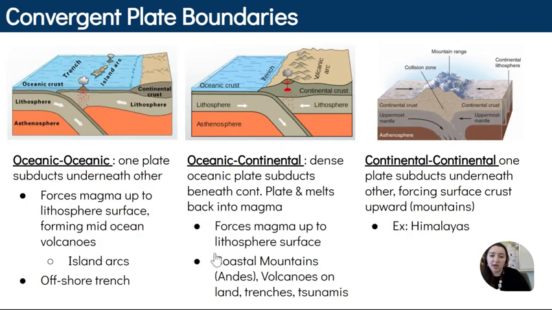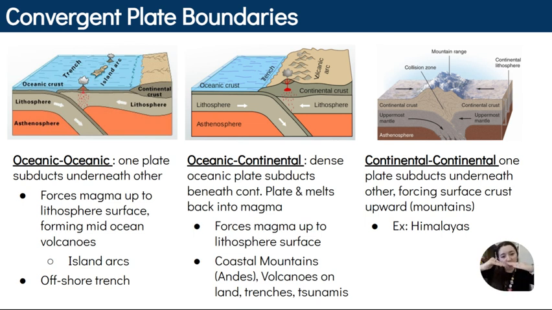Oceanic is what you're going to have one plate subduct underneath one another. Again, subduction is sinking or going underneath. It forces magma up from the lithosphere to the surface, forming mid-ocean volcanoes and island arcs, as well as offshore trenches. Oceanic continental is the one that we just talked about earlier, where the oceanic one is more dense.